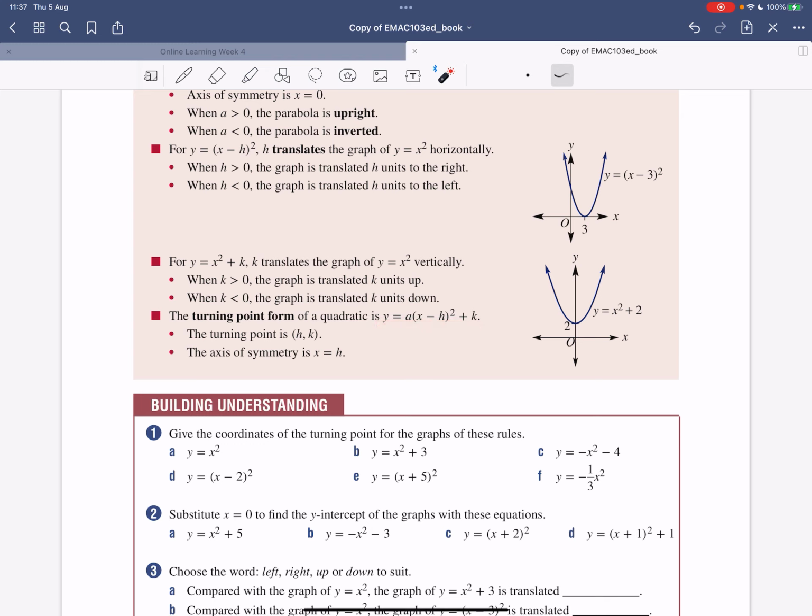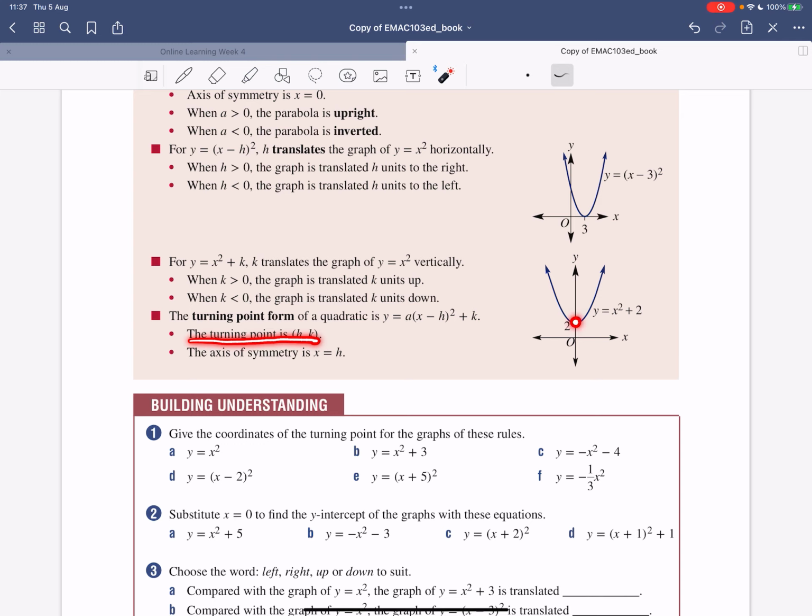When it's written like that, it easily reveals the turning point, because the turning point is just that number there. That's the x coordinate. You can see it's in the x position of a coordinate, and whatever number is on the end is going to be the y coordinate. If there's nothing on the end, the y coordinate is going to be 0, because that's plus 0. The axis of symmetry is just going to be that number, because that's the x coordinate of the turning point. So these are the coordinates of the turning point.